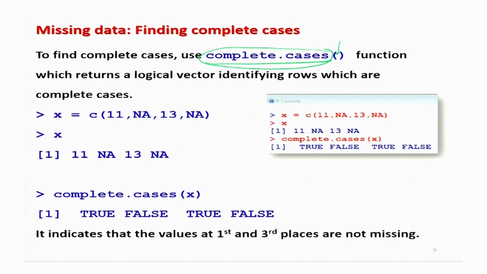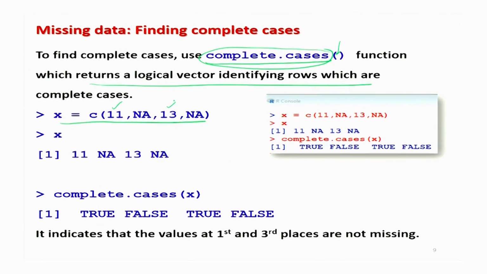So, this is going to return us a logical vector, in which we identify which are the complete cases. Wherever the data is available, not missing, it will give the answer TRUE, and wherever the data is missing, this operation will give the answer FALSE. So, let us consider the same data vector which has 11 and 13 at the first and third position as available data, and the values on the second and fourth position are missing as NA.